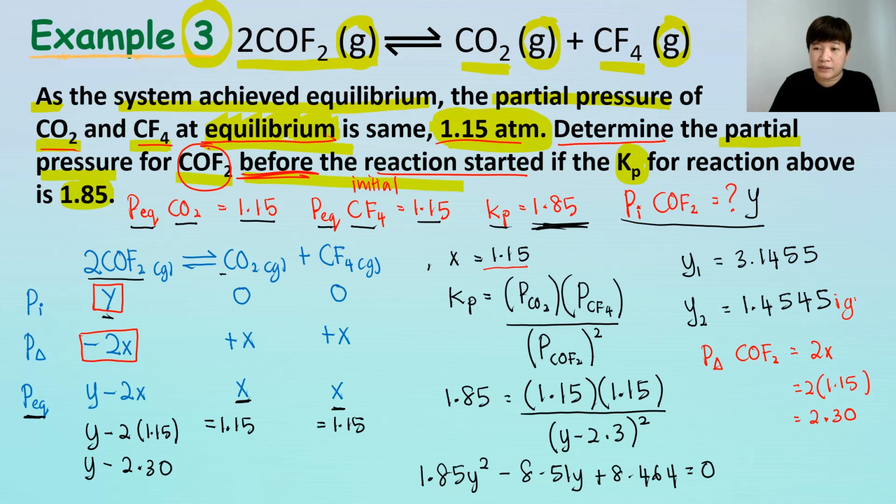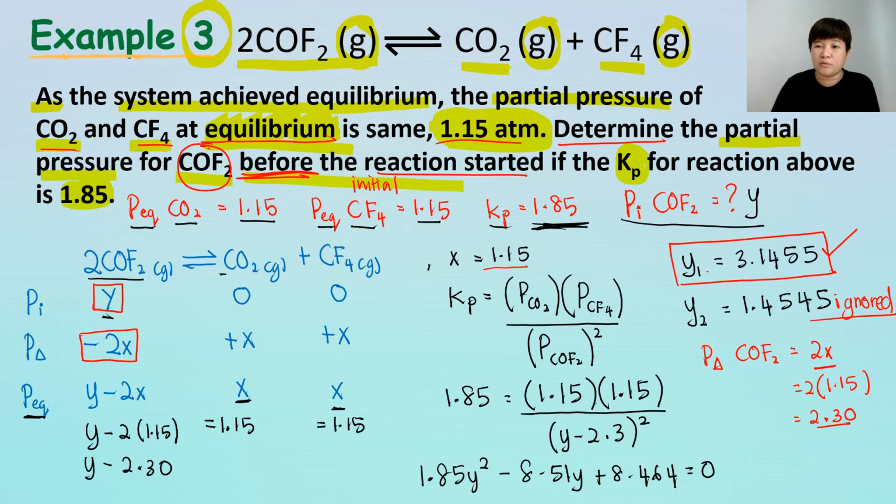This one will be ignored. Why will this one be ignored and this one accepted? Because the change is 2.3 and the initial must be bigger than the change. Okay, makes sense? So your y cannot be 1.4545.